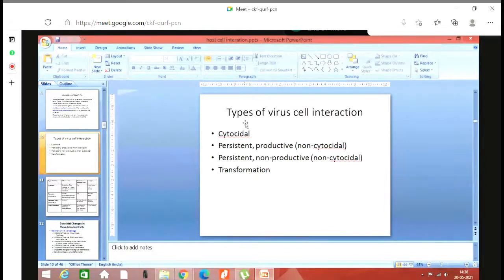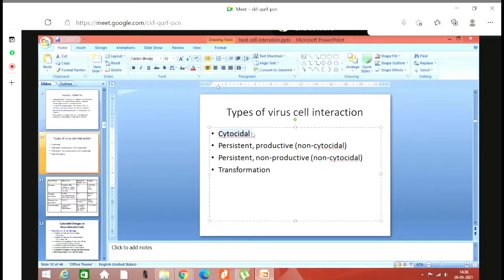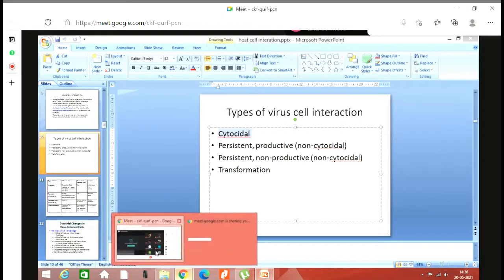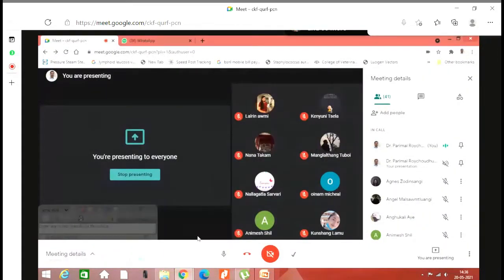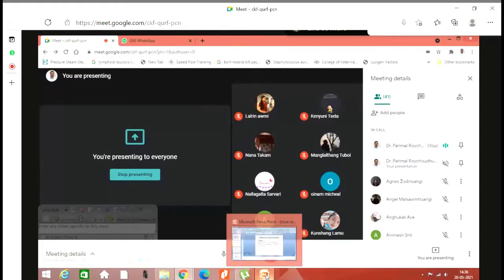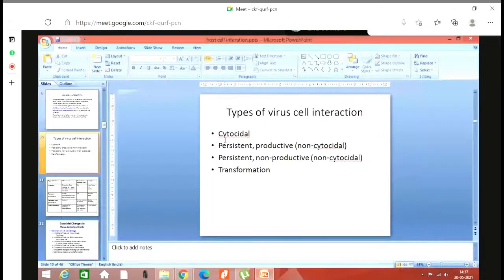So collectively, we can say that the virus and the cell interaction, with all the different viruses causing diseases in man and animal, may be cytocidal interactions. Cytocidal means the virus infection will lead to death of the cell by different mechanisms. The virus can induce death of the cell. It's called cytocidal. The virus infection will directly cause death of the cell.